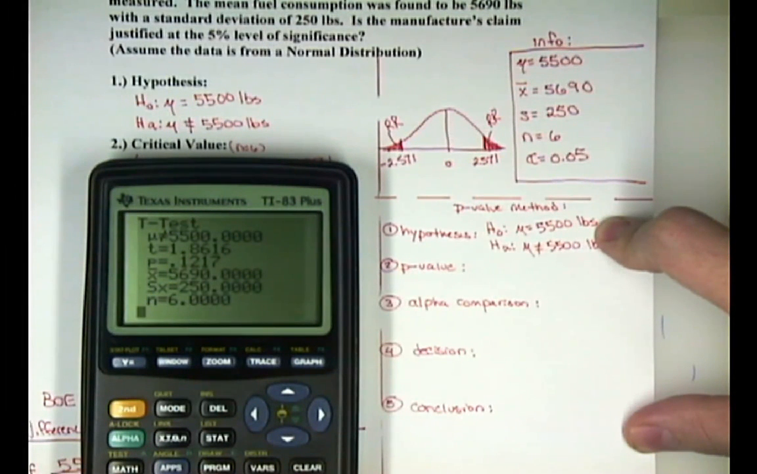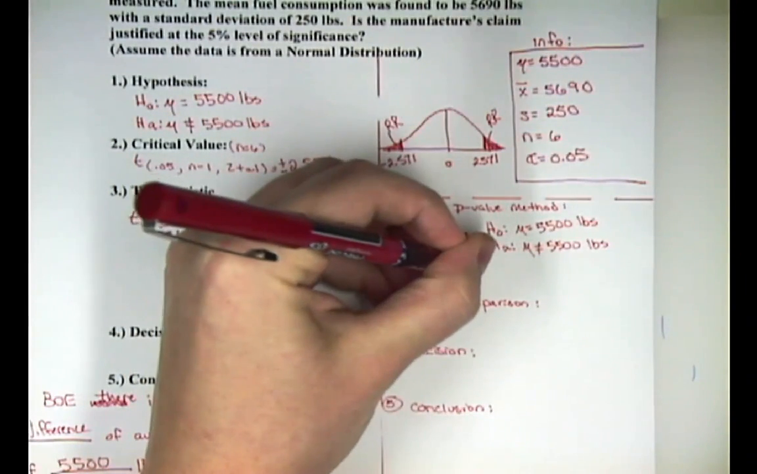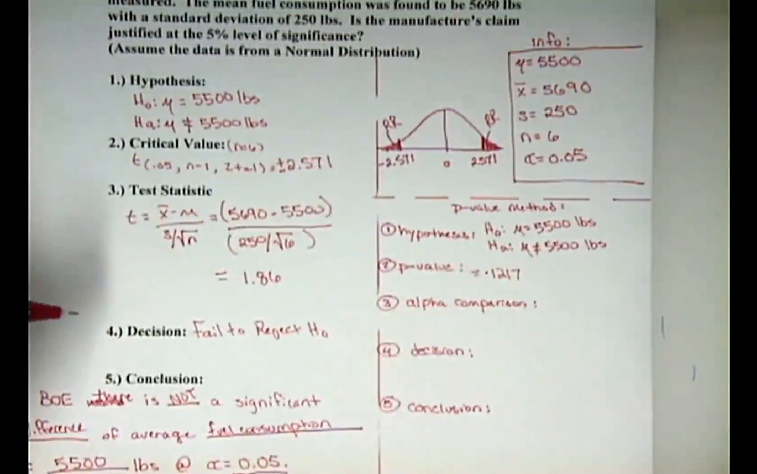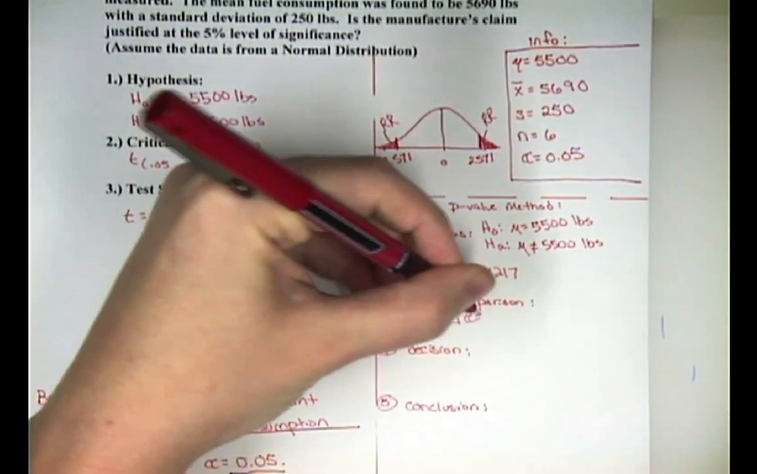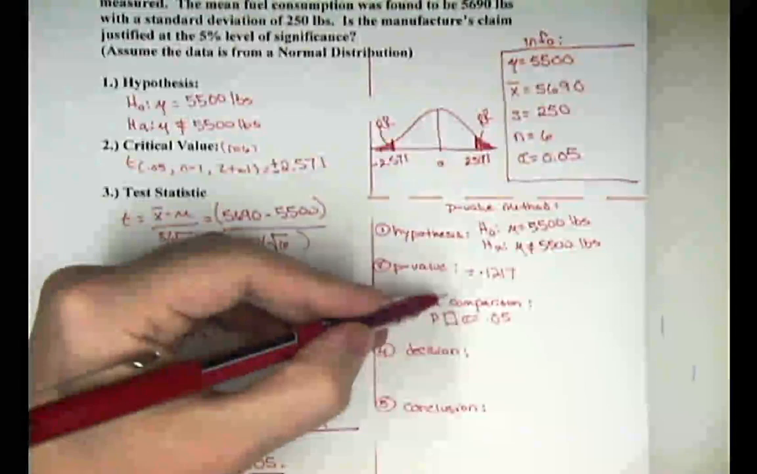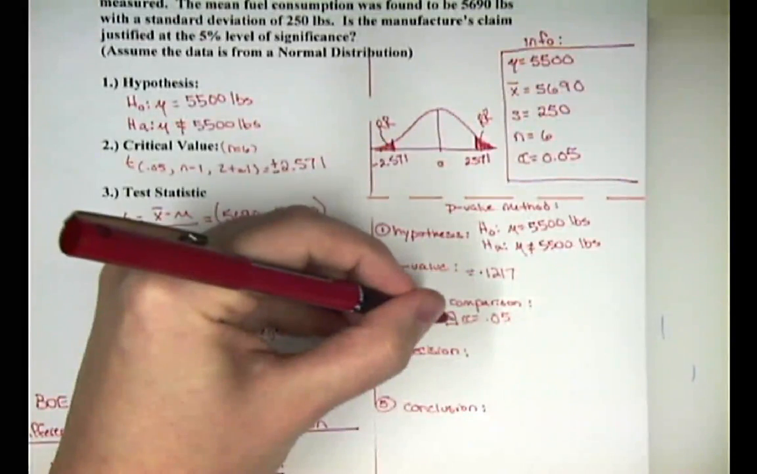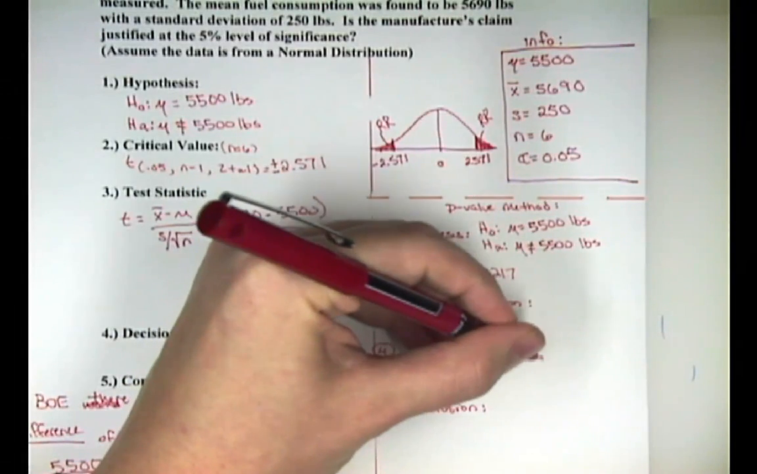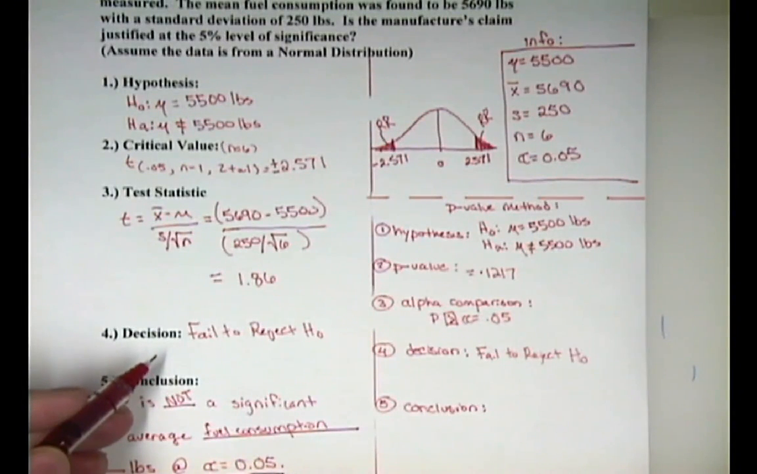Your p-value comes up as 0.1217. So p-value equals 0.1217. And then we're going to do an alpha comparison where we compare p to the level of significance, which is 0.05. Is 0.1217 greater than 0.05 or less than 0.05? It is greater than. So our decision is fail to reject H0. And we had the same decision when we did it with the critical value method.